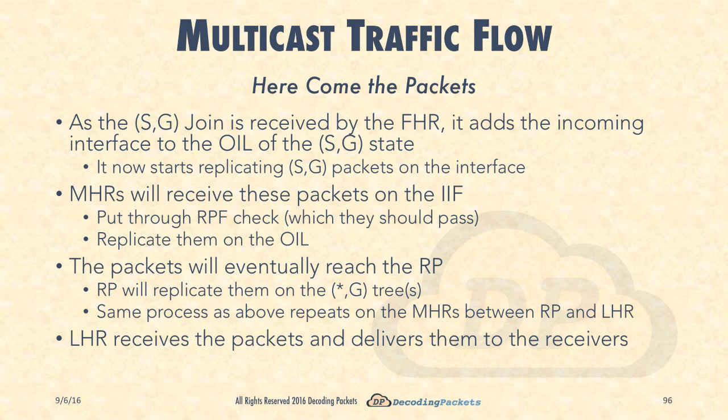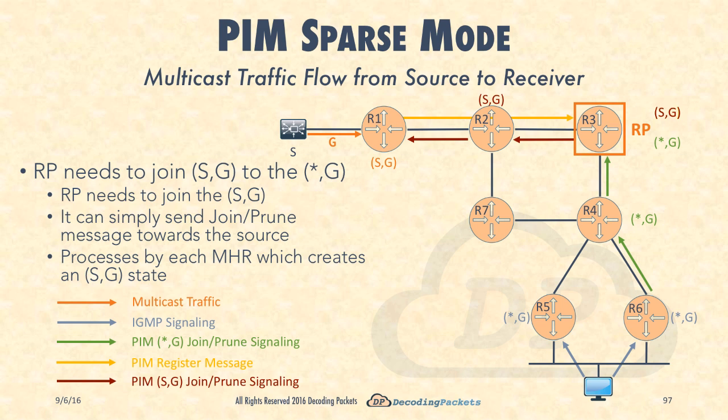So let's take a look at this in action. The RP is now going to start replicating this traffic. The first hop router R1 is going to replicate these packets and send them to R2. R2 performs an RPF check, sends it over to R3. Now R3 is the leaf of this S,G tree. And that's very important to realize here: this is the end of the line for the S,G tree. So for the S,G tree, the RP happens to be a leaf.